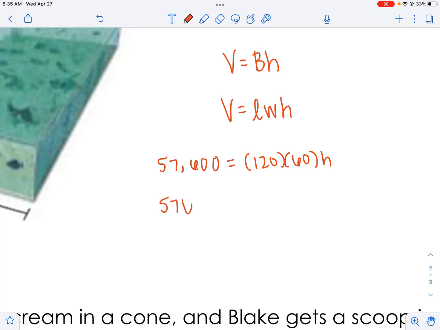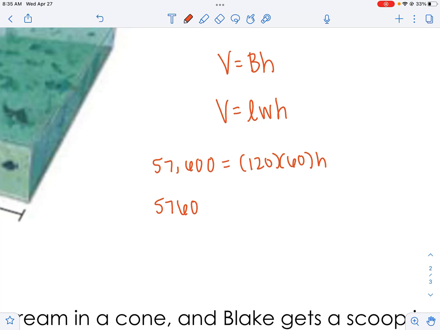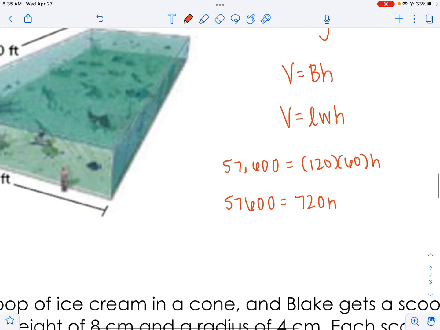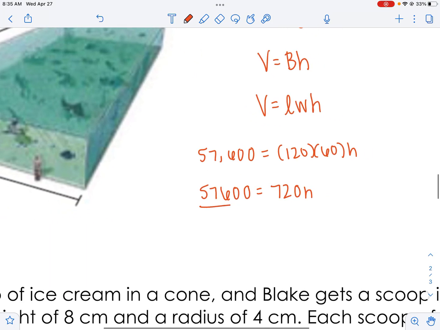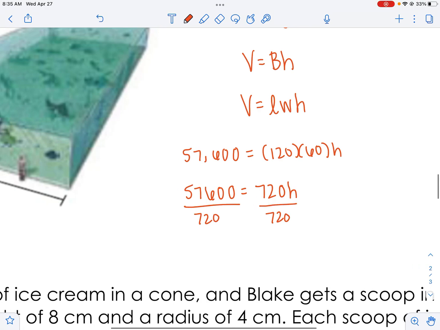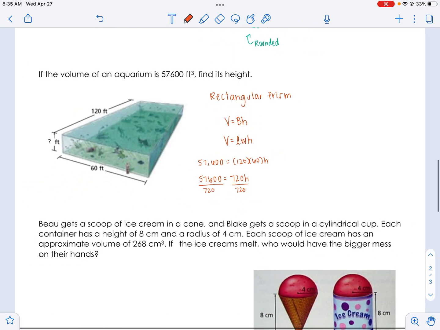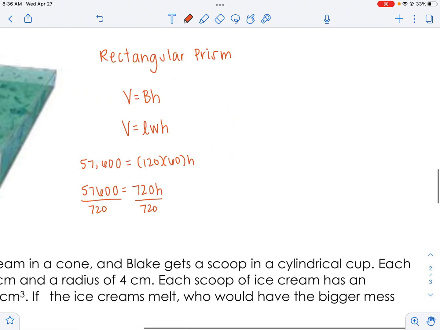So I have 57,600 equals 120 times 60, which is 720H. And because I'm going backwards to find the height, I'm just going to go ahead and divide everything by 720. I'm going to give you a minute to do that in the calculator, and that's going to tell us our height.